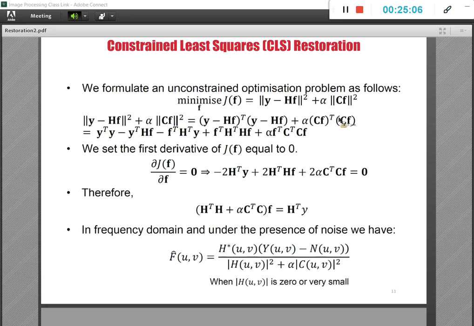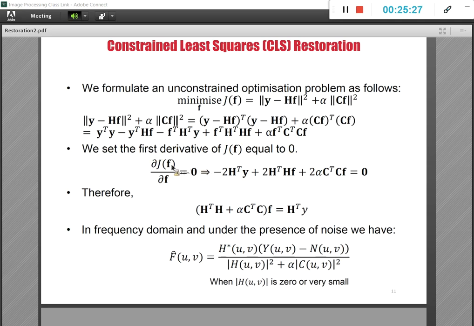plus alpha (CF) transpose dot CF. We said this is Y transpose minus F transpose H transpose dot (Y − HF) plus alpha F transpose C transpose dot CF. Okay, and this is the item.